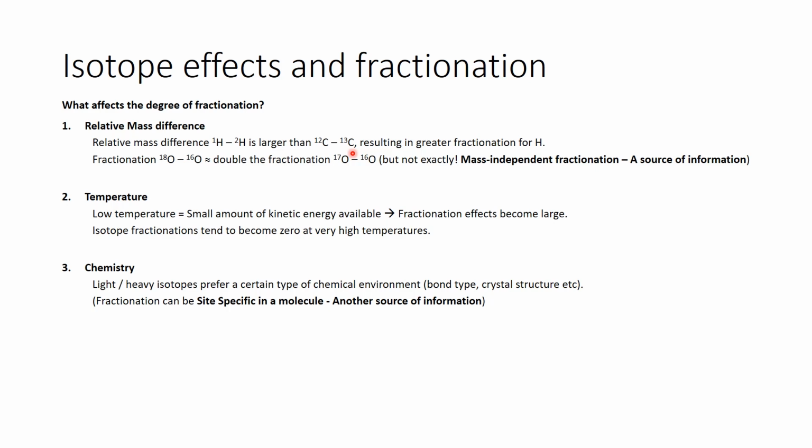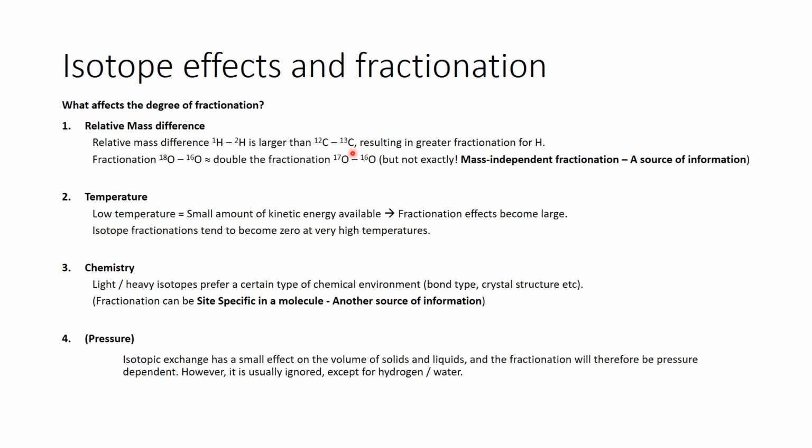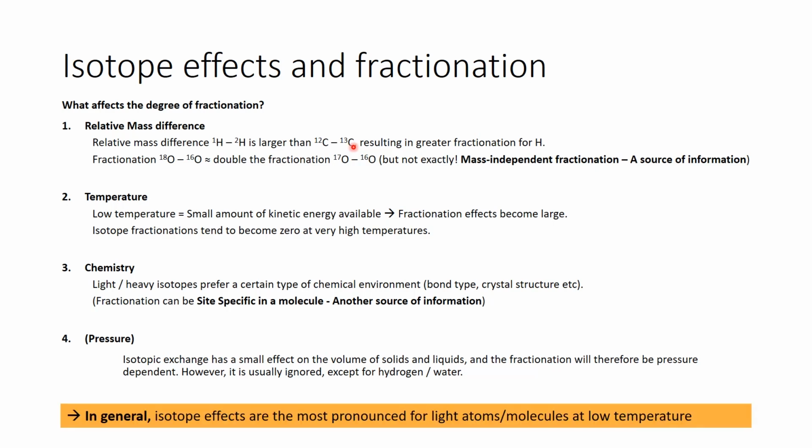There are also some rules of thumb when it comes to chemistry. So light or heavy isotopes prefer a certain type of chemical environment, like bond type or crystal structure, for example. Isotopic exchange will have a very small effect on the volume of solids and liquids, and fractionation will therefore be pressure dependent. However, this effect is in general very small. So the take-home message is that isotope effects are the most pronounced for light atoms or molecules at low temperature.